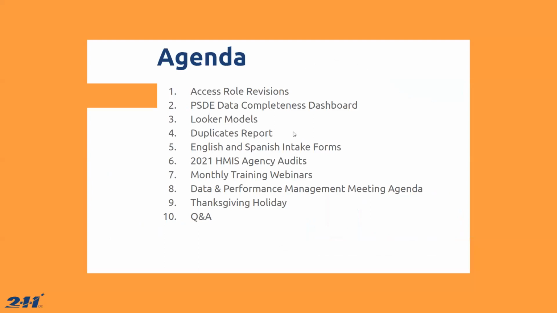So for our agenda today, we wanted to give you an update on access roles in HMIS, as well as the new program-specific data elements, data completeness dashboards. We also wanted to go over the different Looker models that are available for users to access in HMIS, as well as the duplicates report. We have an update on our intake forms and the agency audits. And then we will wrap up with a webinar update, as well as an update on the data and performance management meeting and the upcoming holiday. And we should have some time at the end for some Q&A if anyone has any questions they would like to go over.